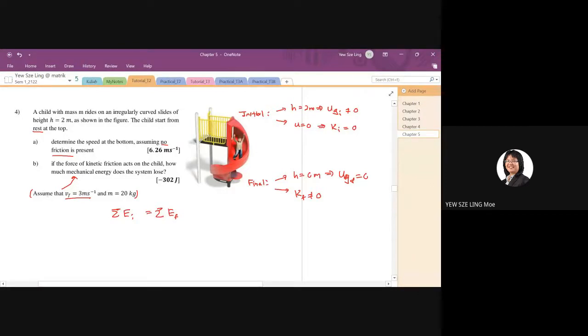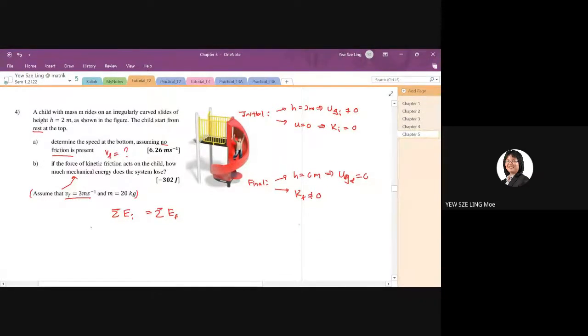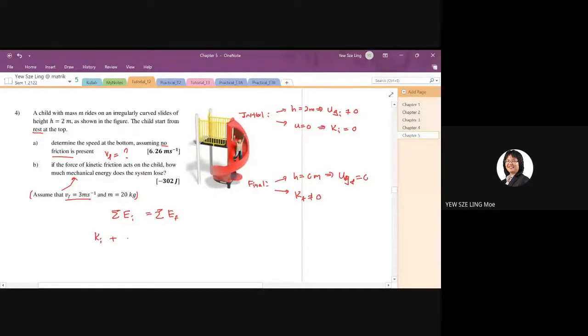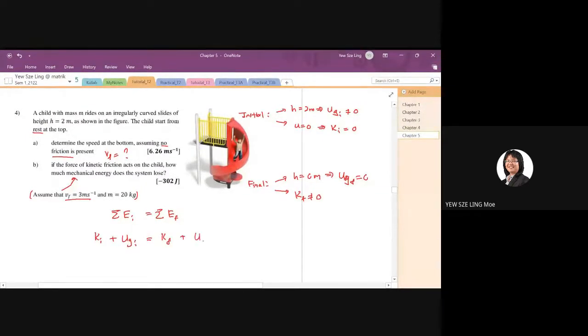You move the assumption to question B. That is for question B, not for the whole question. So for question A, we don't have a V final yet. V final is unknown. So summation E initial equals summation E final. According to our diagram just now, K initial is equal to 0. To be safe, we write K initial plus UG initial equals K final plus UG final.